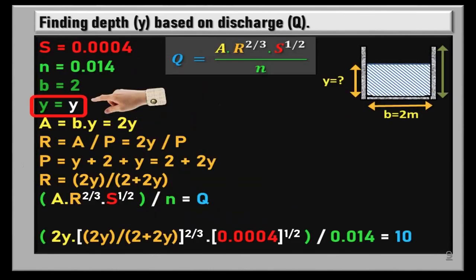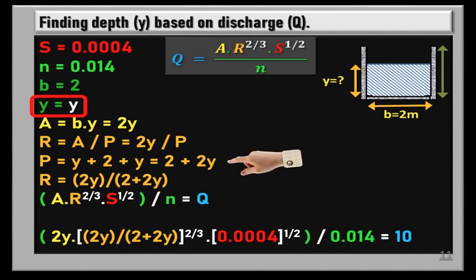To solve it, we are going to approach as in lesson outcome number 2. But here, the depth Y is unknown, so we replaced Y is equal to variable Y. To calculate flow Q, first, we need to calculate the area A. The area A is width B multiplied by depth Y. The B is 2 and the Y is Y. Thus area A is 2Y.